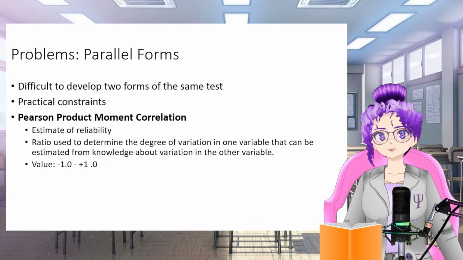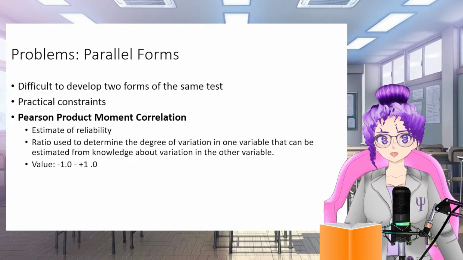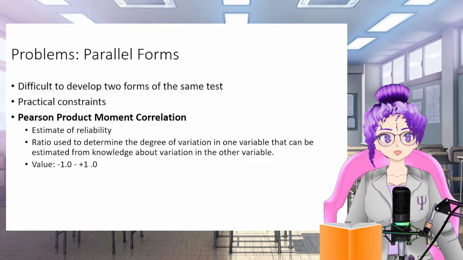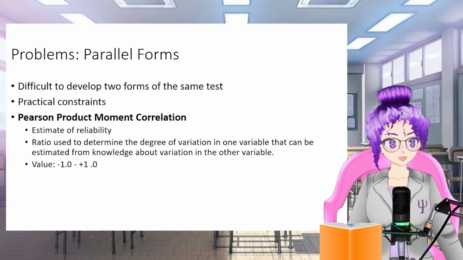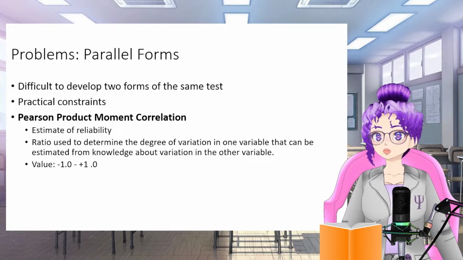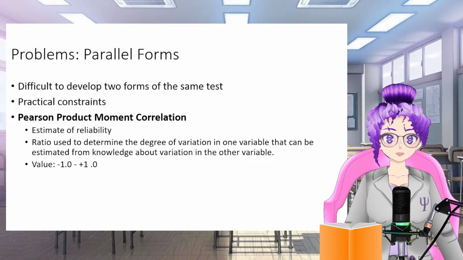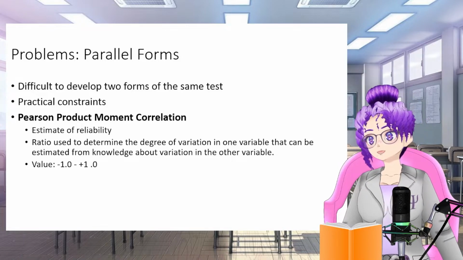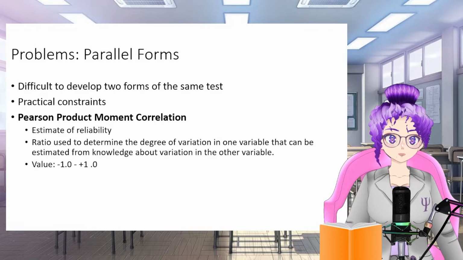The problems for parallel forms: first, it is difficult to develop two forms of the same test, and of course there is the practical constraint, as making them requires a lot of time and resources. The statistic that we use is, of course, the Pearson product-moment correlation, or Pearson's r. This ratio is used to determine the degree of variation in one variable that can be estimated from knowledge about variation in other variables.